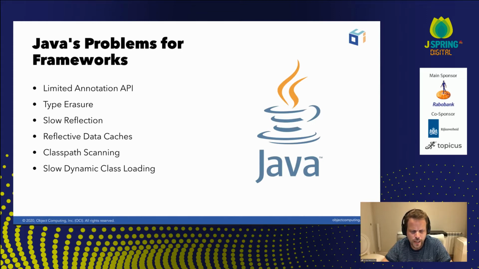So cycling back to Micronaut's problems for framework developers, and the reason why framework development has been in the way in the last 10 years, it really comes down to a few areas of limitations in Java, which make it challenging for framework developers to build something at runtime. Some of those things are, for example, Java has a very limited annotation API.